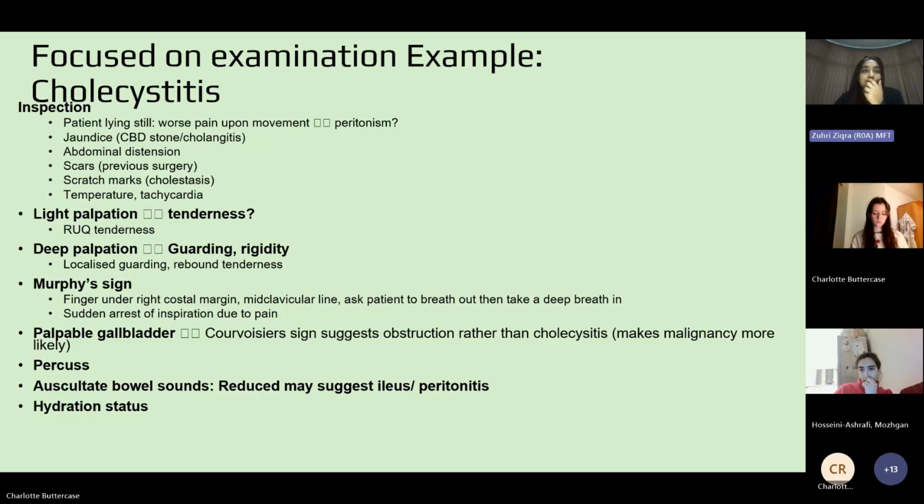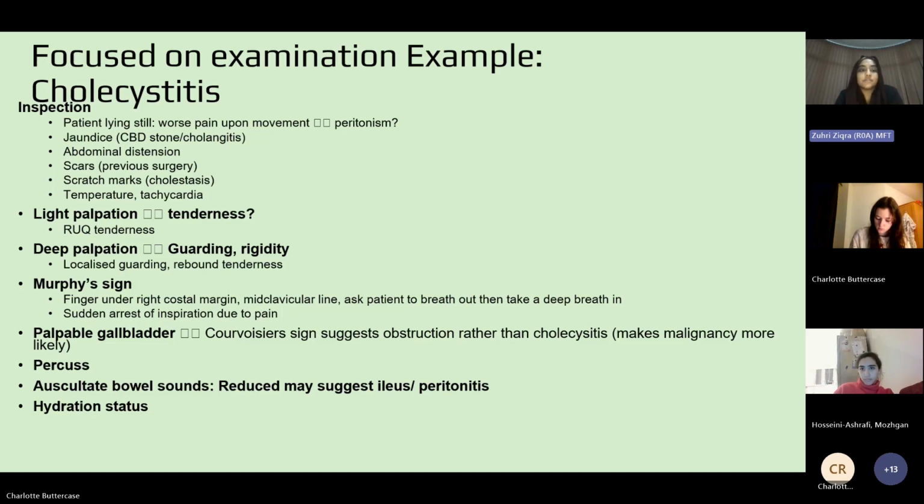So if we run through, your inspection's always the same. So look at the patient, mention how they're sitting and standing. So if they're not lying still, it might be peritonism. The pain's worse with movement. Are they jaundiced? It's not really specific for cholecystitis, but do they have a CBD stone stuck somewhere? Is it cholangitis? Is their abdomen distended from what you can see? Do they have scars from previous surgeries? Do they have scratch marks? Someone said temperature, tachycardia. So mention all these things.